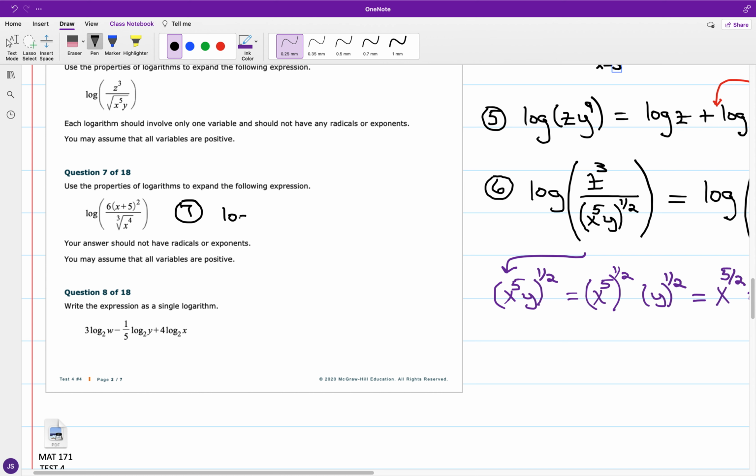let's have another base 10 logarithmic term. So we have in the numerator 6 times the quantity x plus 5, which is to the second. And for the cubic root of x to the 4th, rewriting as a base to a non-integer power, that's going to be x raised to the 4/3.